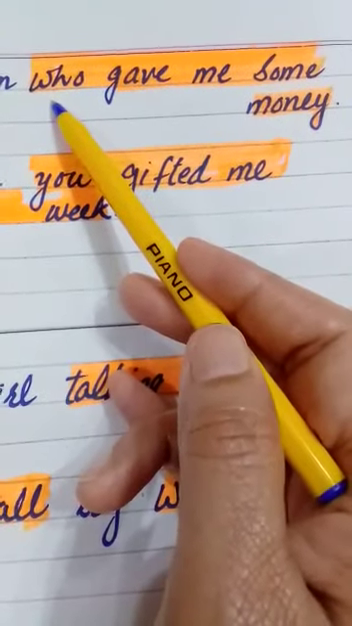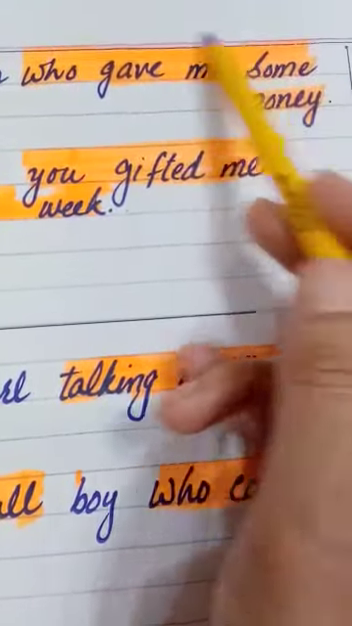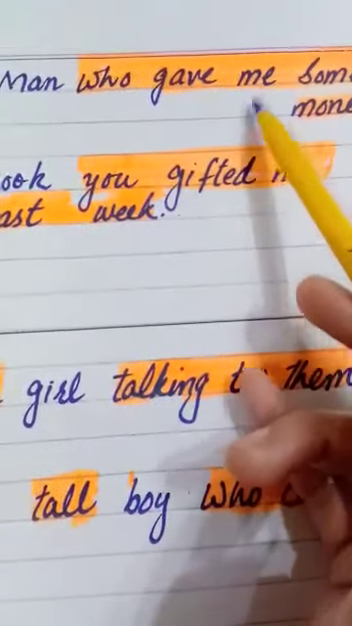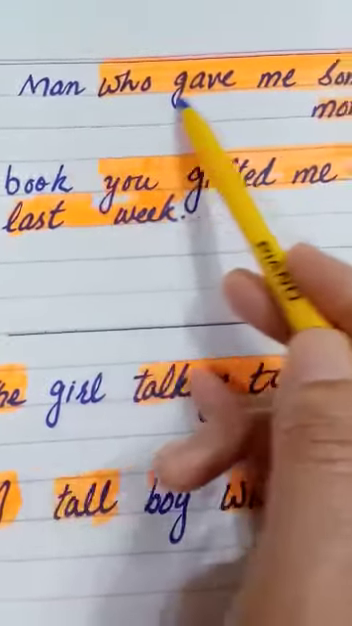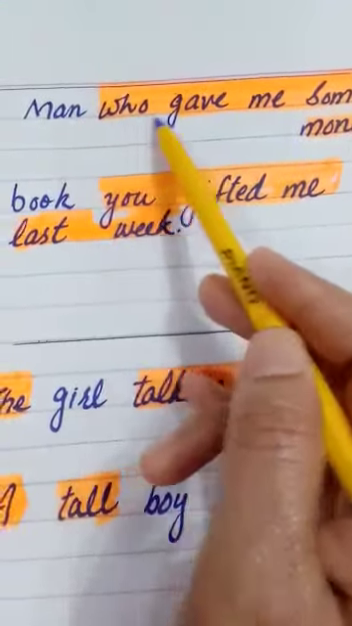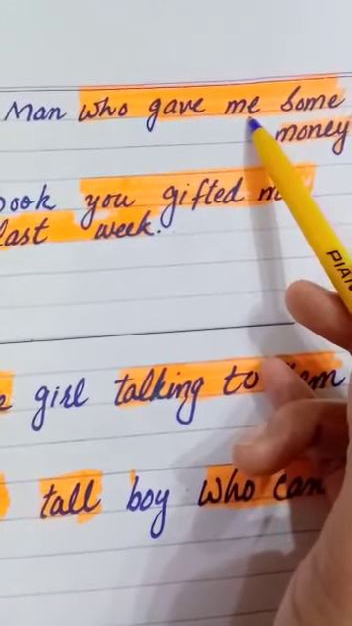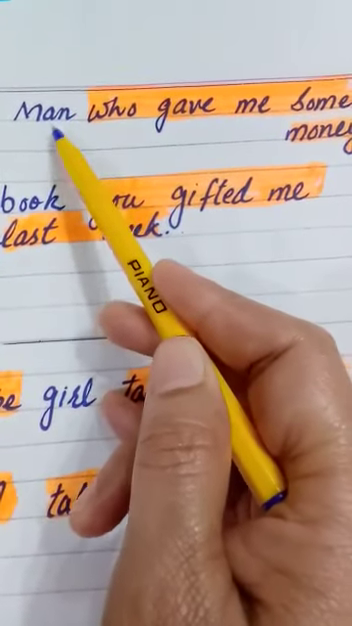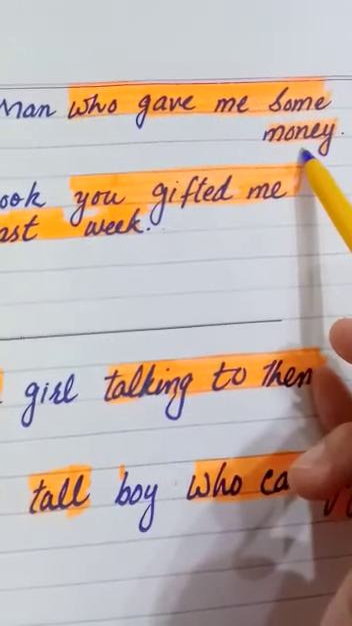Who is a relative pronoun, so starting with who, this part is called relative clause. And this relative clause is a post modifier giving information about the noun, so this whole phrase is called a noun phrase. Noun, post modifier, and the name of this part is relative clause, qualifying this noun man, and the whole part man who gave me some money is called a noun phrase.